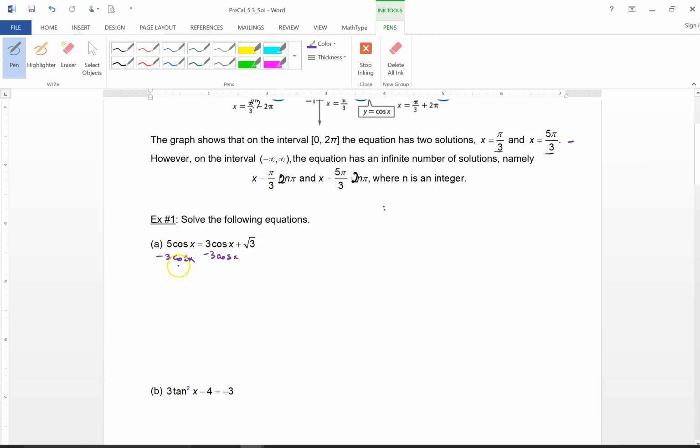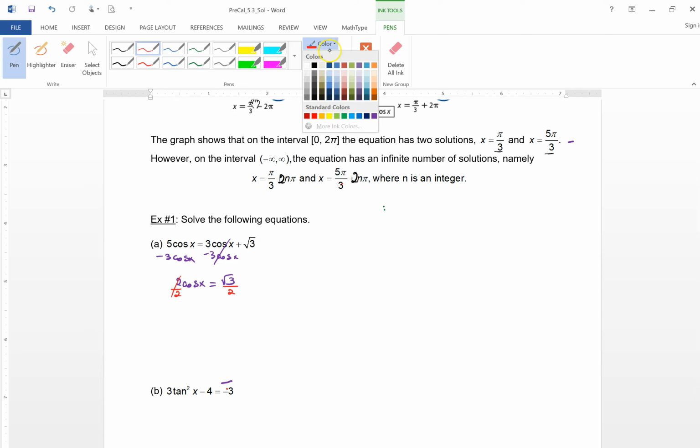So we subtracted the 3 cosine. This goes away. 5 cosine x minus 3 cosine x is how many cosine x? 2 cosine x equals root 3. Now I'm going to divide by 2. Divide by 2. So cosine x is what?